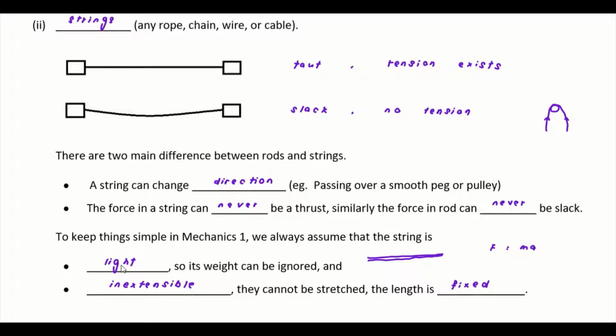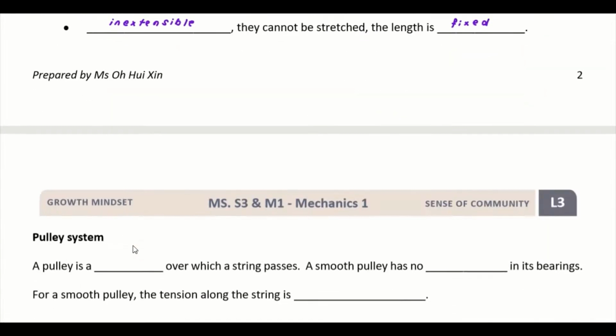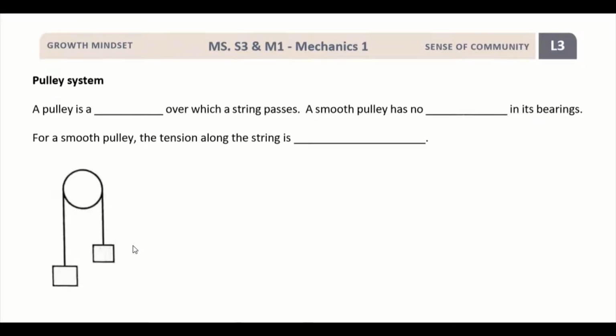All right, before we move on to the questions, we'll look at one last idea, which is the pulley system. A pulley is a wheel over which a string passes. So this is the string, and this is the pulley. Normally in all the questions that we will attempt later, the pulley will be a smooth pulley, meaning that there's no friction in its bearing. For a smooth pulley, you can imagine that this is the same string that goes over.